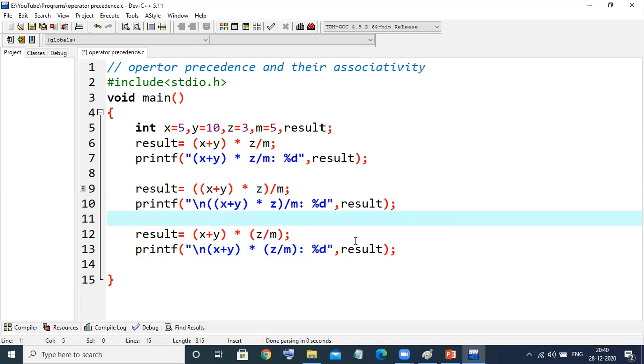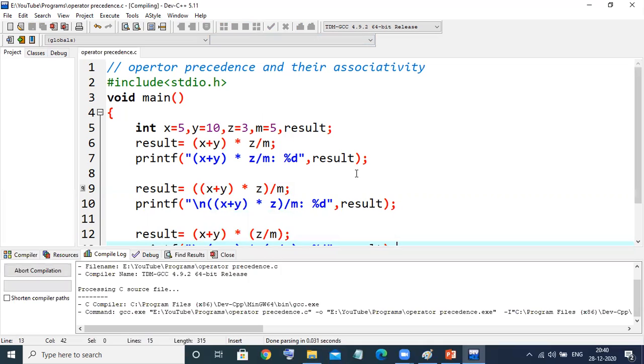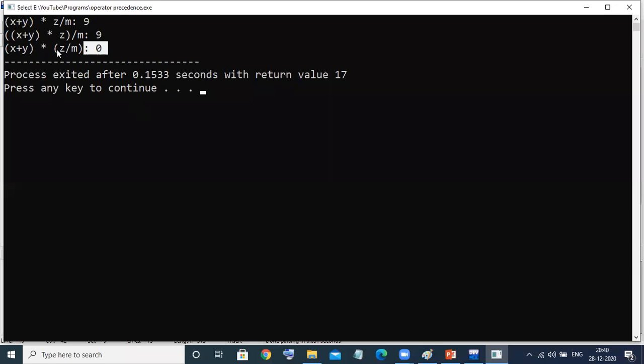There are two brackets, right? This one and this one. x plus y means 5 plus 10, that is 15, into 3 by 5. Now what would be the answer of 3 by 5? That would be 0. 0 into anything would be 0. Let us check. Yes, the answer would be 0.